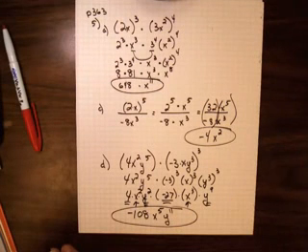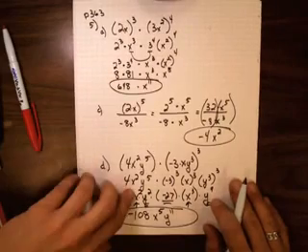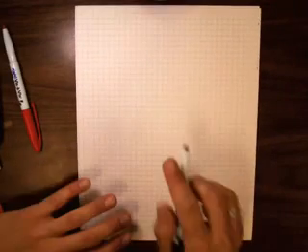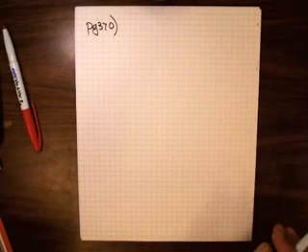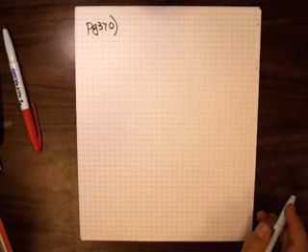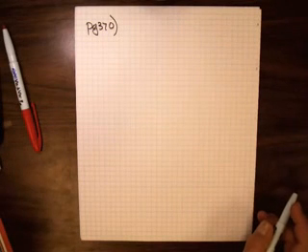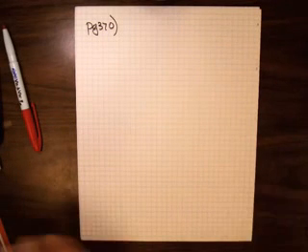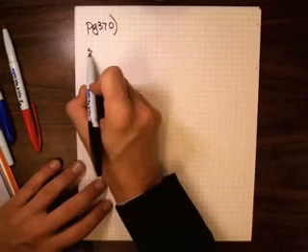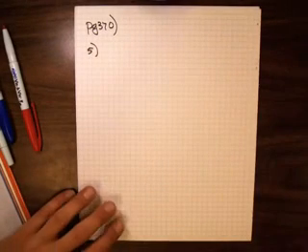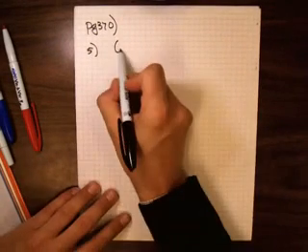Let's look over on page 370 and try a few from there. Page 370. Let's look at problem number 5. Here it says 1 has 6 to the negative 3.